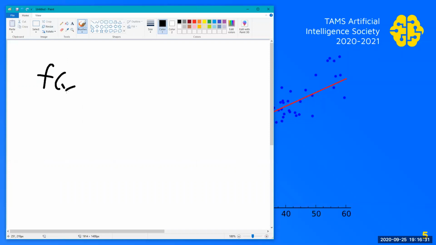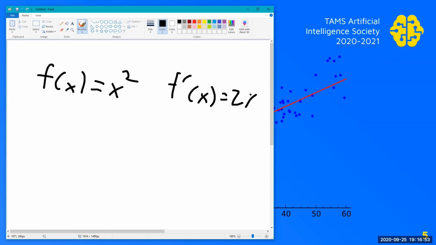You have f of x equals x squared, right? F is a function of only one variable here, x. And so taking the derivative is easy because you only have one variable to consider, which is x, right? So f prime of x would be 2x. However, when you have multiple variables in your inputs, so x, y, right?